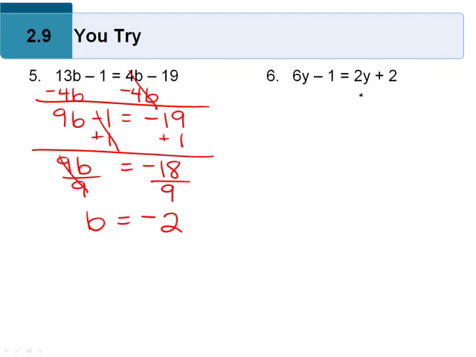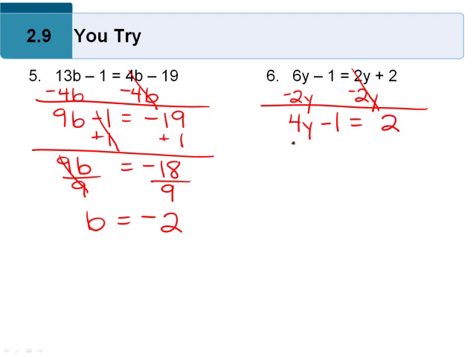6y minus 1 equals 2y plus 2. Once again, we don't have any like terms to combine. I hope I put some in here. Okay, we'll see. So I want to get rid of that 2y. I'm going to subtract 2y from both sides. So 6 minus 2 is 4y minus 1 equals just 2, because the 2y's canceled.